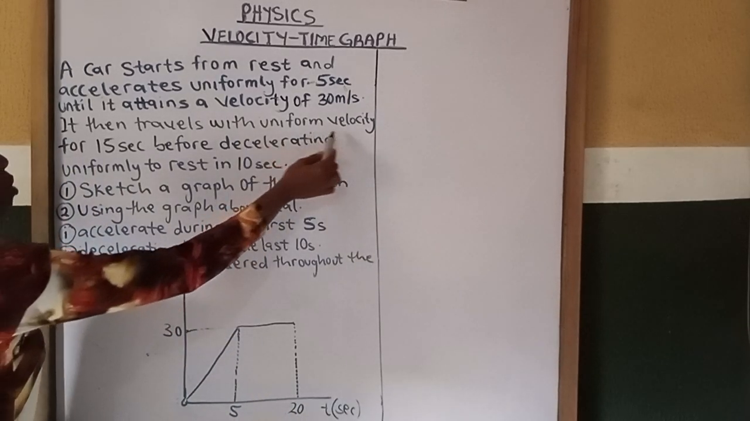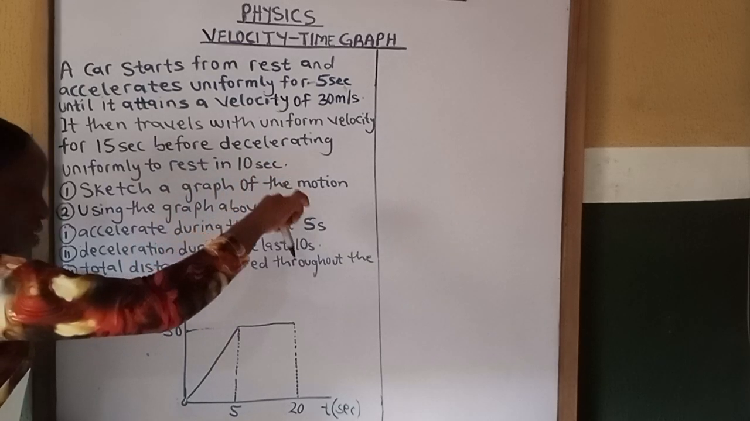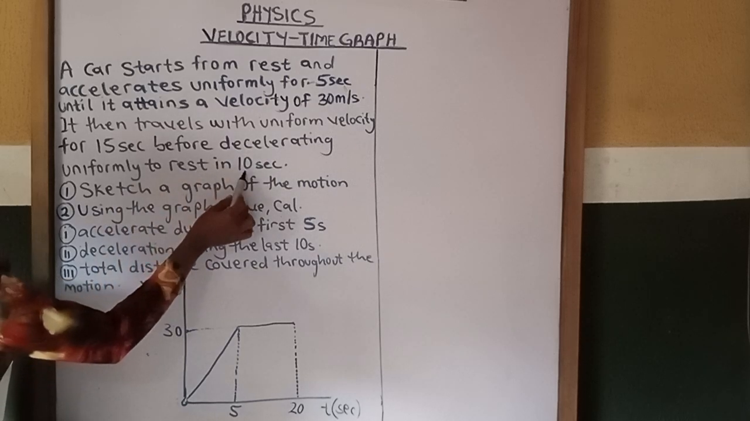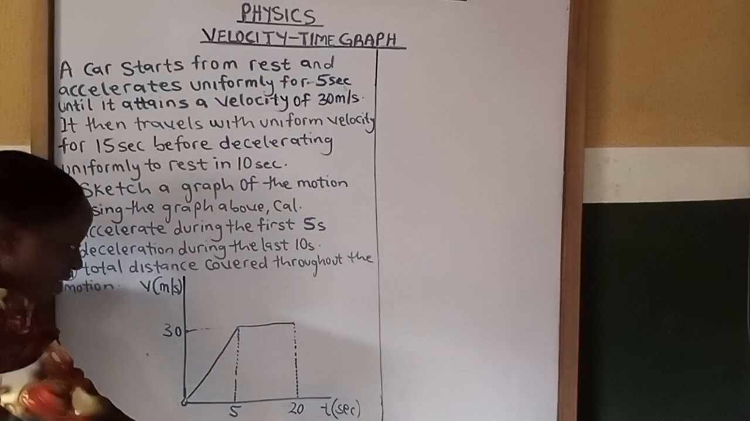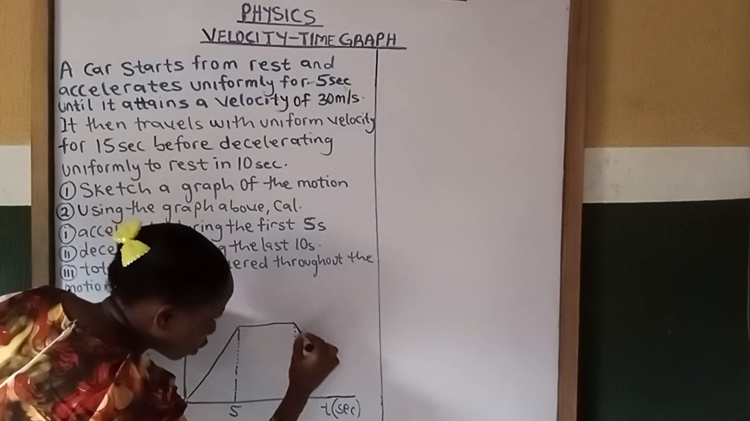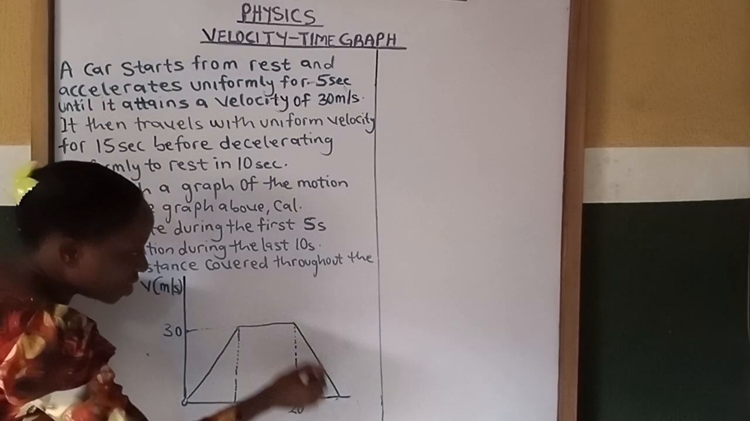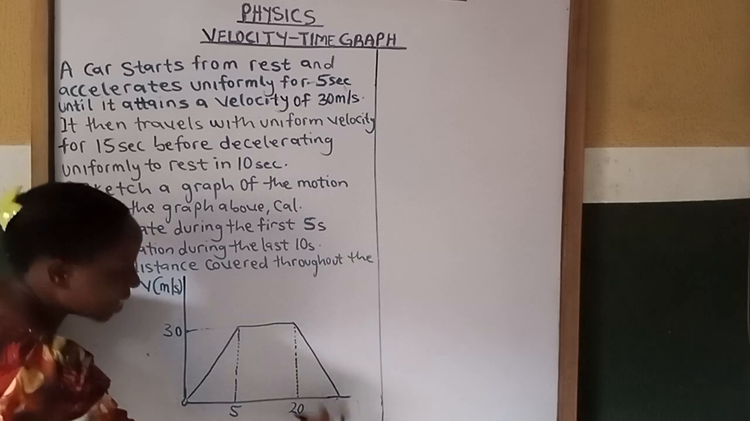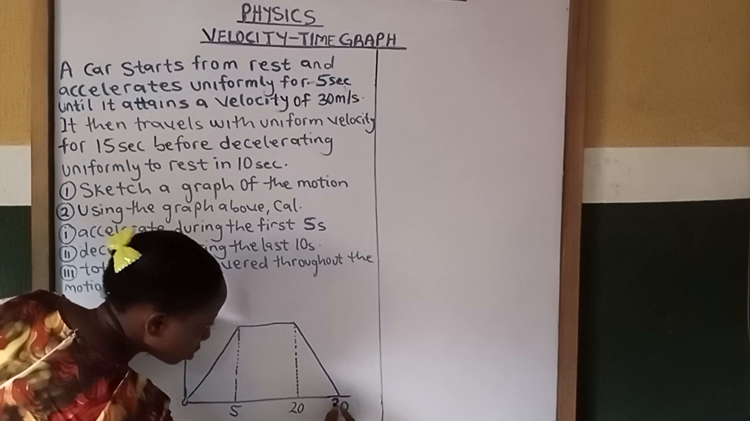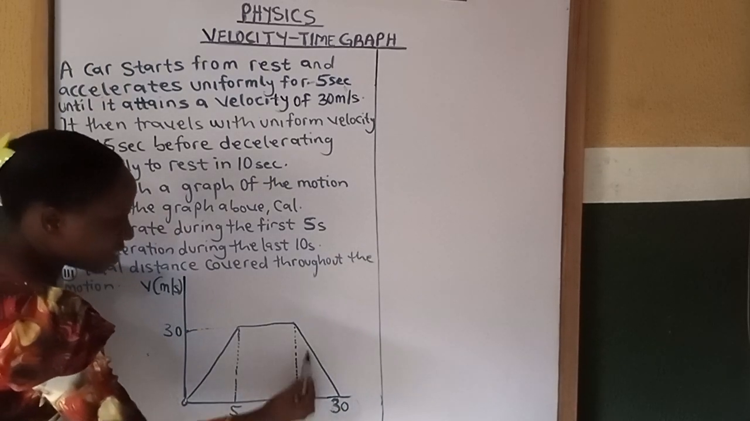Now let's read further. Before decelerating uniformly to rest in 10 seconds. Deceleration means coming down. It decelerates to rest in 10 seconds, so it will come to rest in the next 10 seconds. So we are going to add that 10 to 20. So this place will be 30 seconds. So the distance between 20 and 30 is 10.